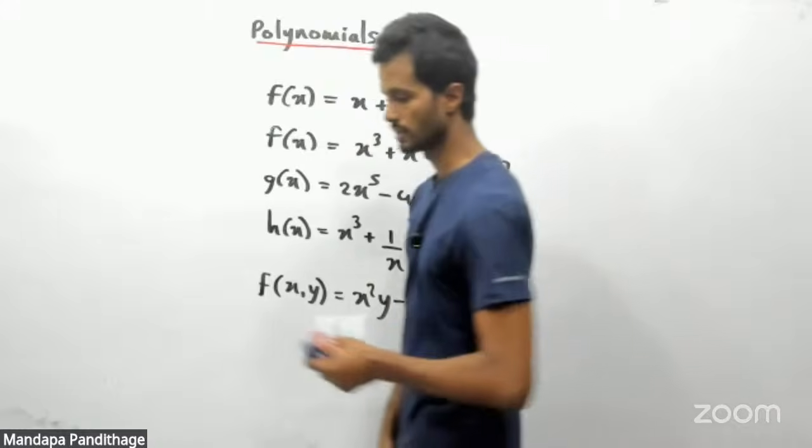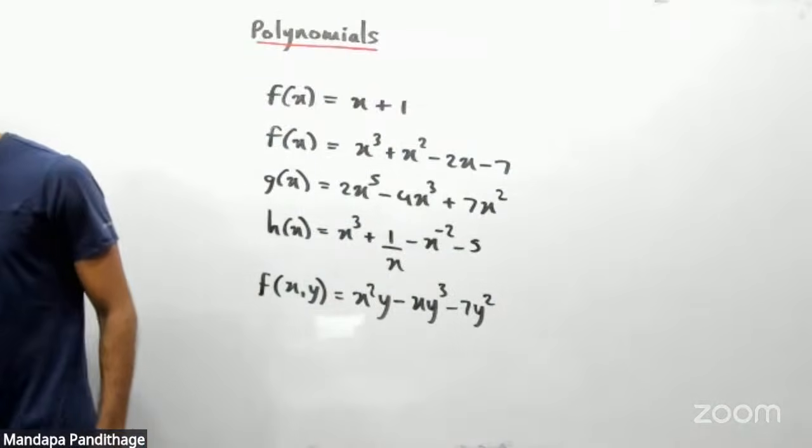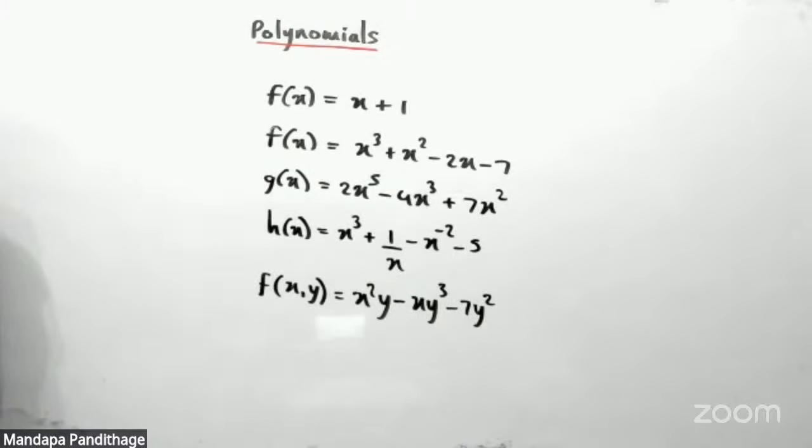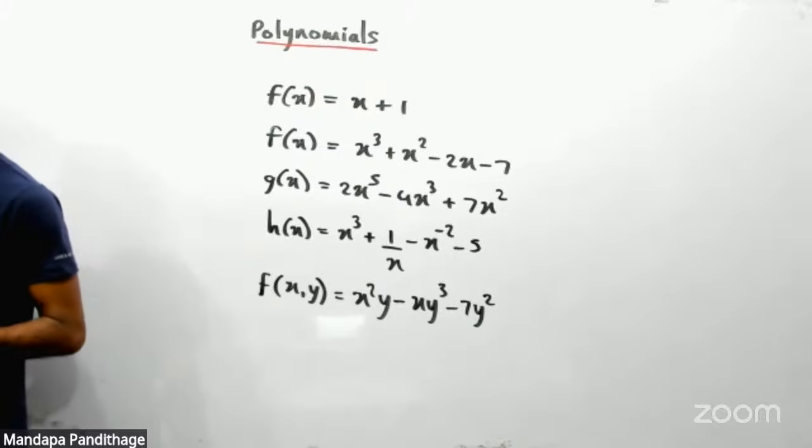Okay, a mathematical relation consisting of variables are known as functions. Okay, write these functions down.